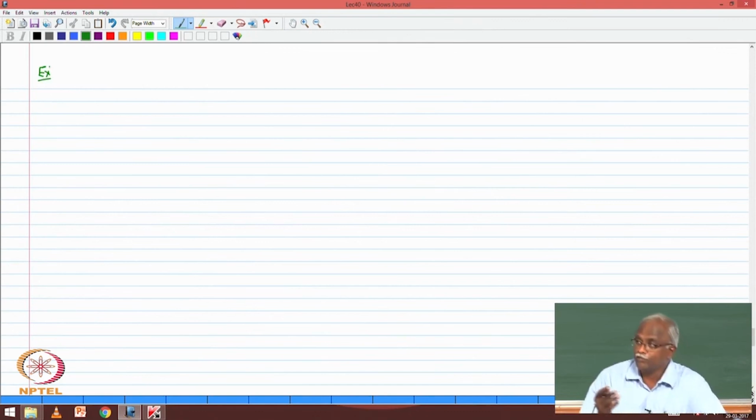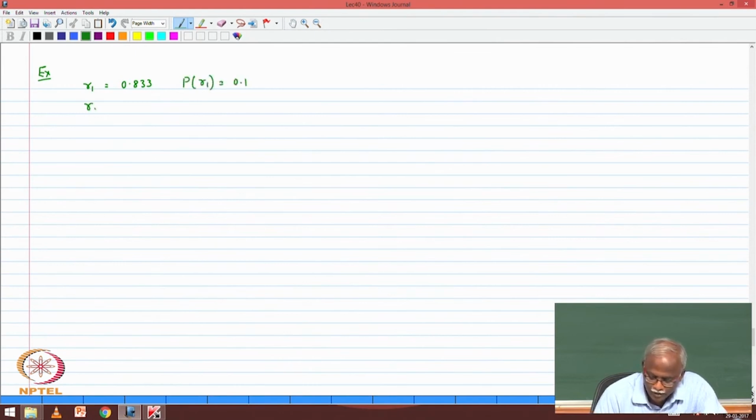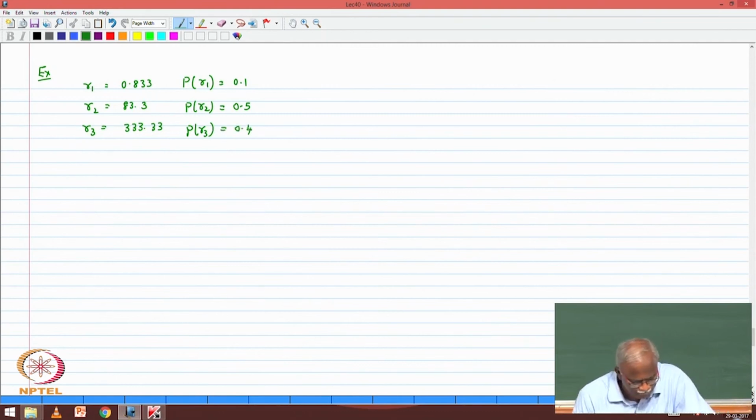Okay, let's re-look at the example that we have been studying. It's the case of the not so bad channel, the channel with the 3 SNR states. So gamma 1 equal to 0.833, P of gamma 1 equal to 0.1, gamma 2 is 83.3, probability of gamma 2 is 0.5, and gamma 3 is 333.33. Probability of gamma 3 is 0.4. Now this is the channel condition that we have done.